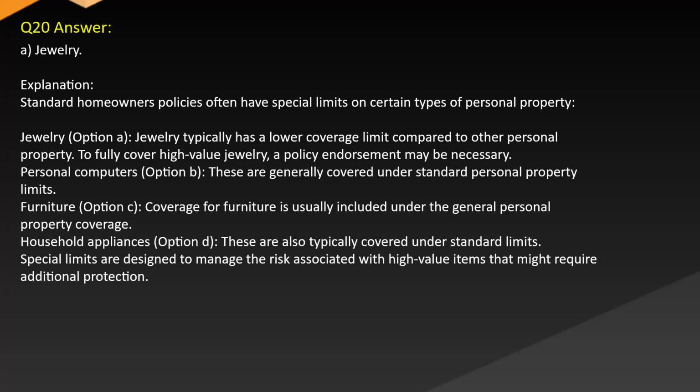Jewelry, option A. Jewelry typically has a lower coverage limit compared to other personal property. To fully cover high-value jewelry, a policy endorsement may be necessary. Personal computers, option B. These are generally covered under standard personal property limits. Furniture, option C. Coverage for furniture is usually included under the general personal property coverage. Household appliances, option D. These are also typically covered under standard limits. Special limits are designed to manage the risk associated with high-value items that might require additional protection.